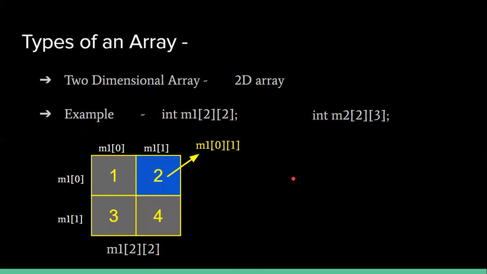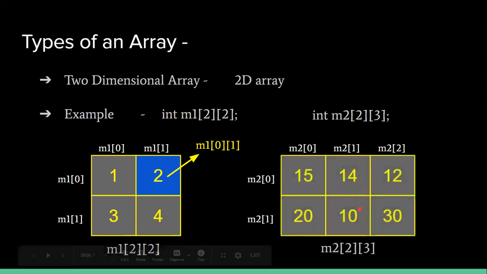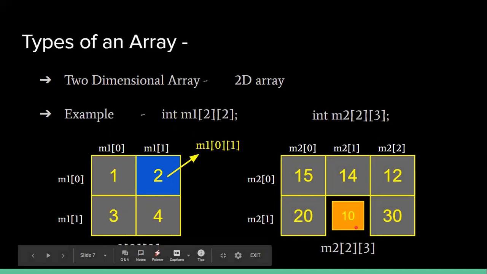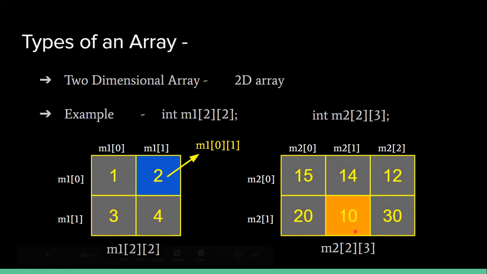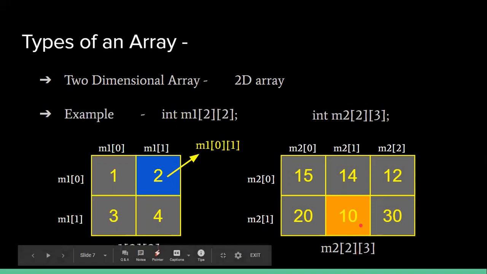Let's take one more example. The second example takes 2 rows and 3 columns. The memory structure is like this. In this, suppose I want to access the element 10. How to access it? For this, the row address is 1 and the column address is 1. So we can access it with the help of M2 of 1 by 1.